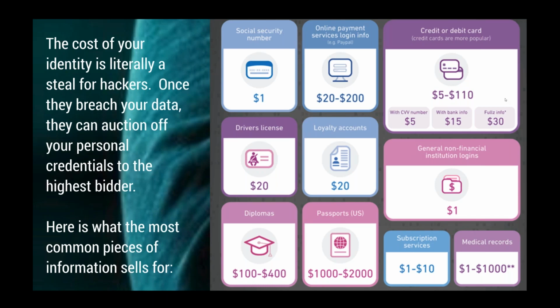Diplomas, I would imagine depending on the level of degree that you have, $100 to $400. Online payment services information, PayPal, right? Venmo, things like that, $20 to $200. Loyalty accounts, $20. Passports, $1,000 to $2,000. Credit card information, as you can see, if you have the CVV number, it's worth a little bit more. With the bank number is a nice double play, and you can get the trifecta with the full information for $30 if you have someone's full credit card information. Non-financial institution logins, $1. And as you can see, subscription services and medical records also bring in potentially some money there as well. This is what it's worth.